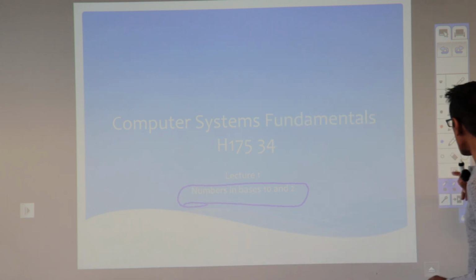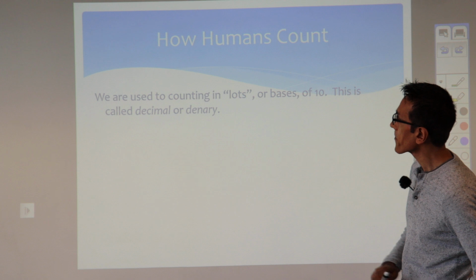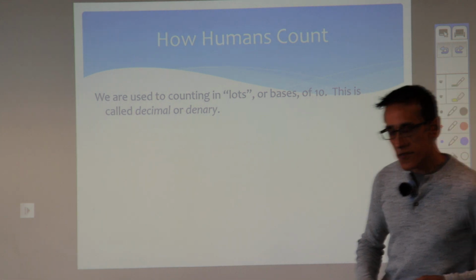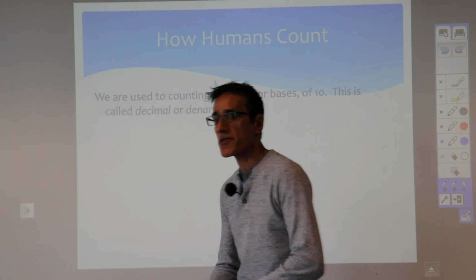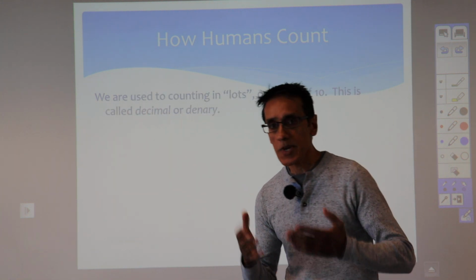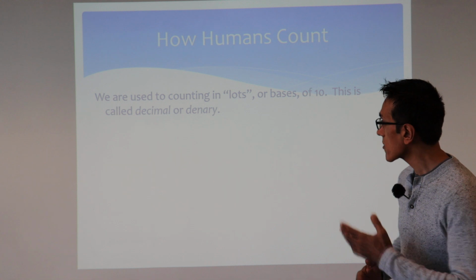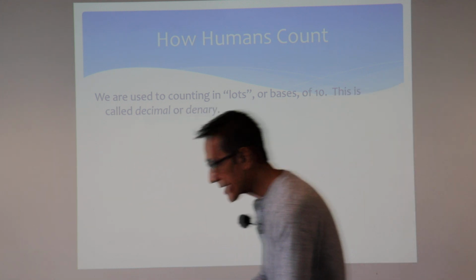Base 10 and 2. Let's first of all check to see how humans count. We're really used to counting in 10s, primarily because we have 10 fingers. This is called decimal or denary.